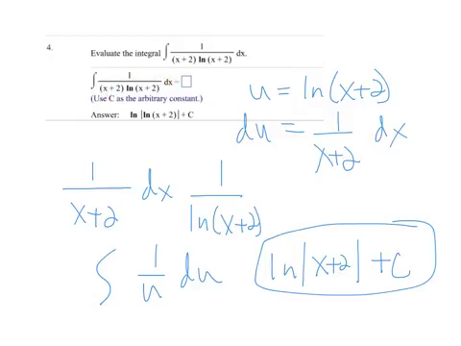So what it became was just 1 over u du, so the antiderivative of 1 over u. The antiderivative of that is the natural log of the argument, so I just back substituted in. I see I made a mistake right here. I should have another ln right there, as you can see in the answers. Okay, and then of course the plus c.